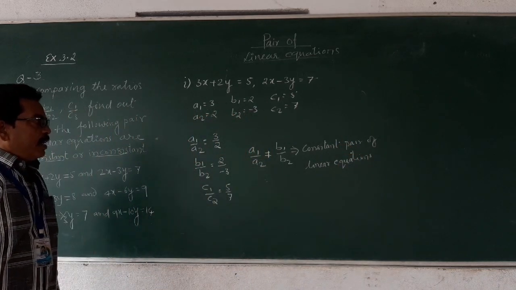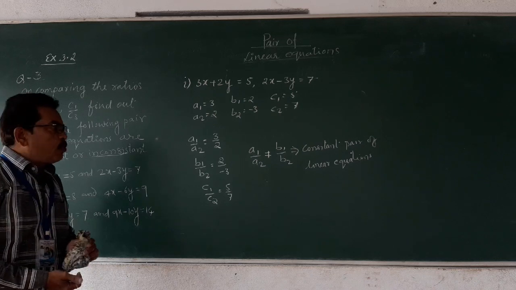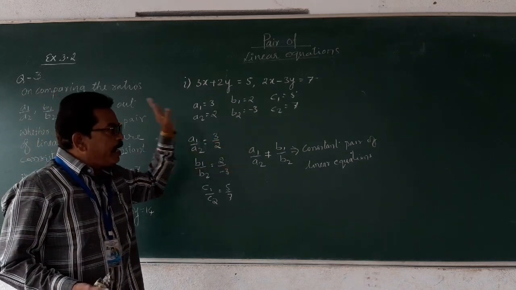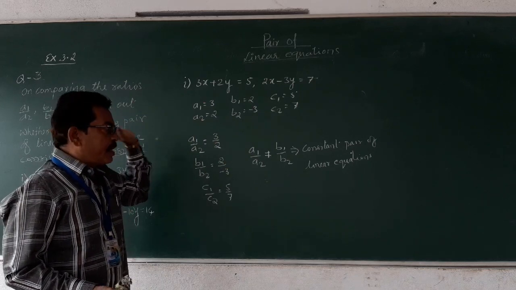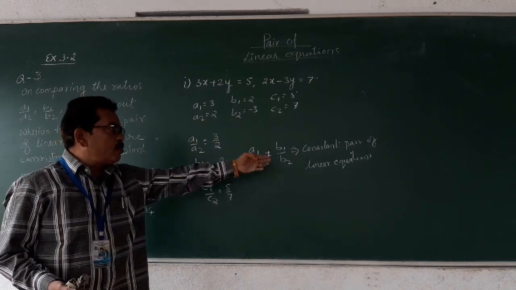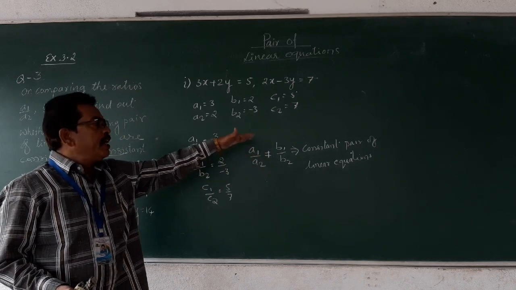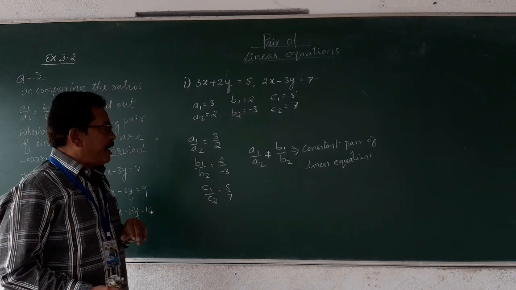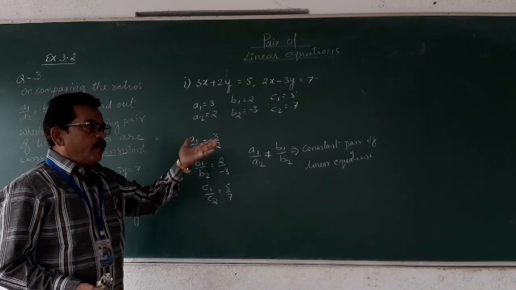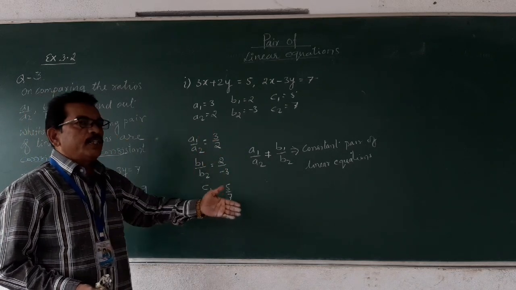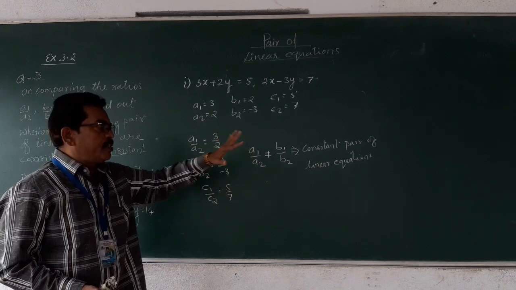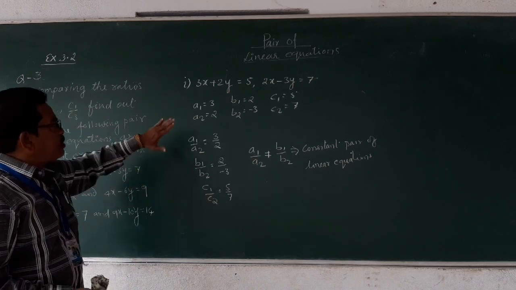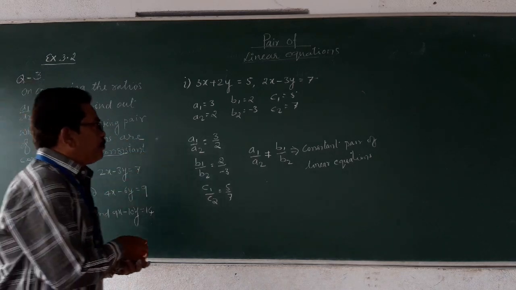Consistent pair of linear equations, because I have told you already the conditions for being consistent or inconsistent. a1 by a2 is not equal to b1 by b2, so definitely it is a consistent pair of linear equations. Then if a1 by a2 equals b1 by b2 equals c1 by c2, that is also a consistent pair of linear equations. So let us move to the second one.